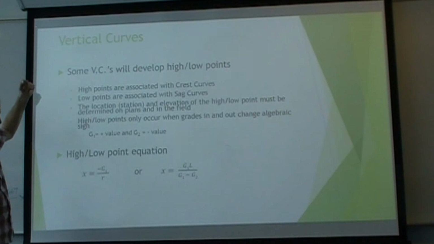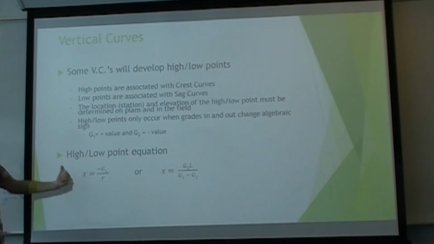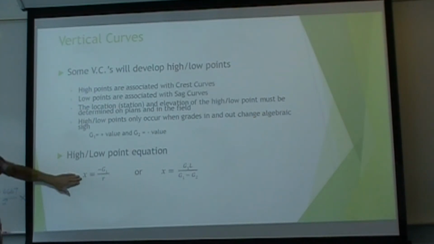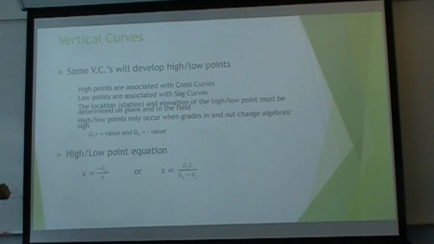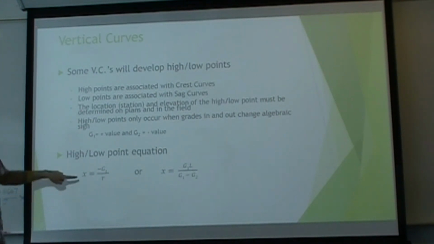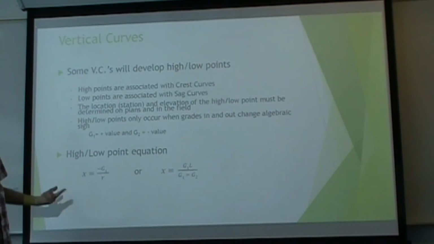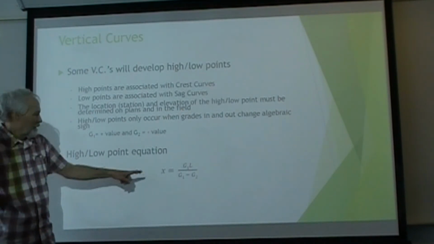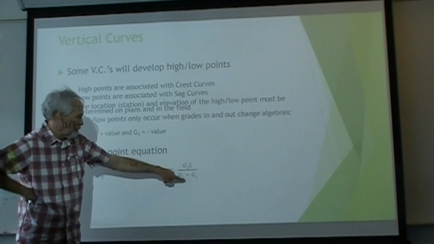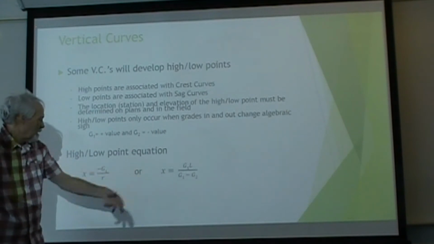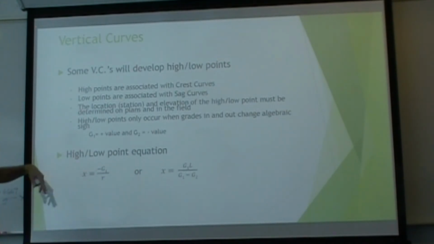That's what that's saying. So the simple equation is to calculate the value of x first, and then just plug it back into your parabola equation to get your value. So this will get me station, and the other thing will get me elevation. So there's 2 ways to do it. You can take negative G1 divided by R, which is very nice, or you can take G1 times L divided by G1 minus G2. These are the same equations. It's just, if you have R already at your disposal, it's real simple. So we'll take a look at the high point on the last problem that we just did.